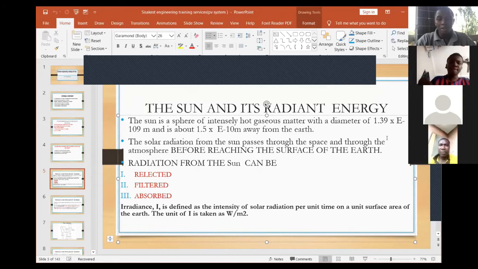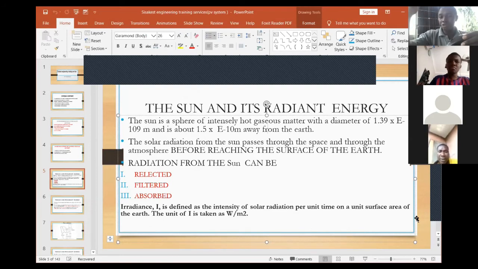All right. The solar radiation from the sun passes through space and through the atmosphere before reaching the surface of the earth. So this is the sun. This is the surface of the earth. The surface of the earth is covered by something called the atmosphere. It's not actually visible, it's an imaginary thing that covers the earth like this. It's called the atmosphere.